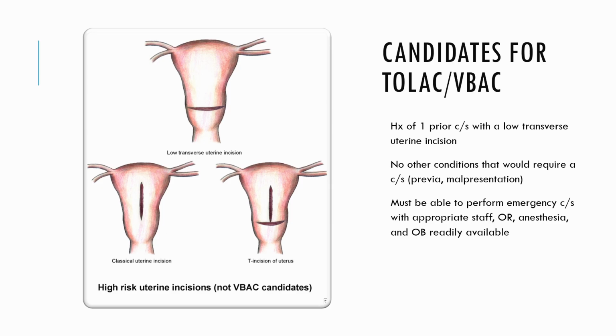Also, to be a candidate for a TOLAC, you have to have no other condition that would require a C-section, like a previa or malpresentation or anything like that. And then where you deliver, there must be appropriate staff that is trained to perform an emergency C-section. Having an OR available, anesthesia needs to be readily available so that if one of those bad things happen, like a uterine rupture, you can get that baby out. It would be one of those emergent C-sections if that happens. We need to get that baby out within 20 minutes.